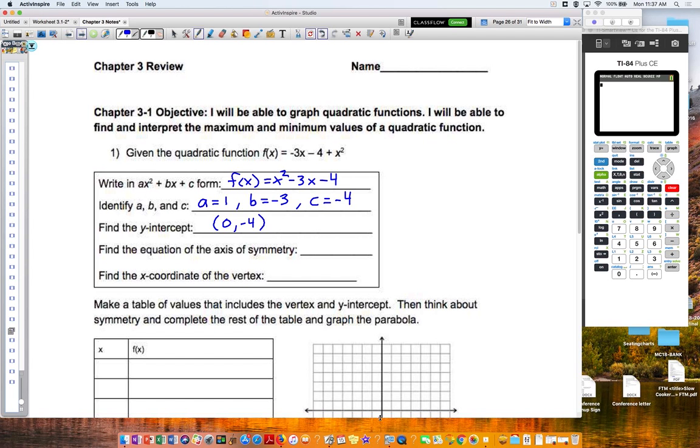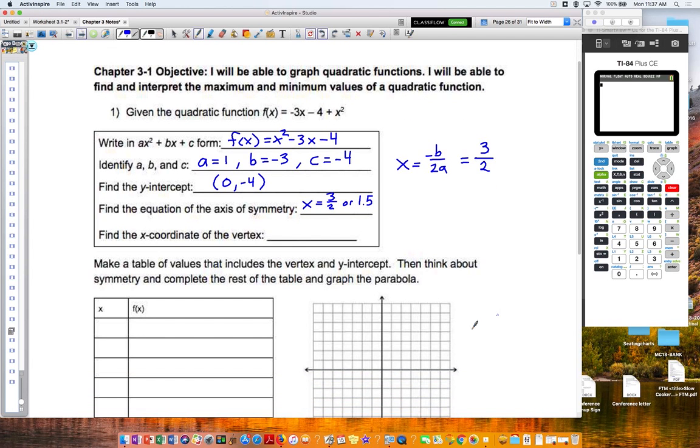Now it says find the equation of the axis of symmetry. Remember that the axis of symmetry is x equals negative b over 2a. Hence why it's so nice to be able to write and identify a, b, and c right away. As I plug those values in, negative 3 becomes positive 3 over 2 times 1, which is 2. So x equals 3 halves, or if you wrote 1.5, that's fine too. Now it says find the x-coordinate of the vertex. Well, that is 1.5.